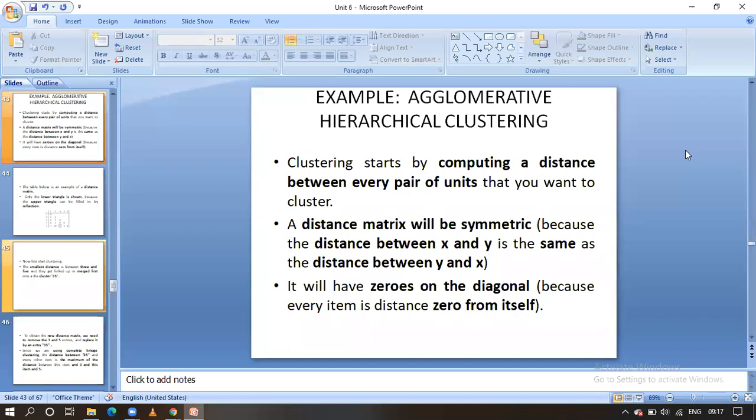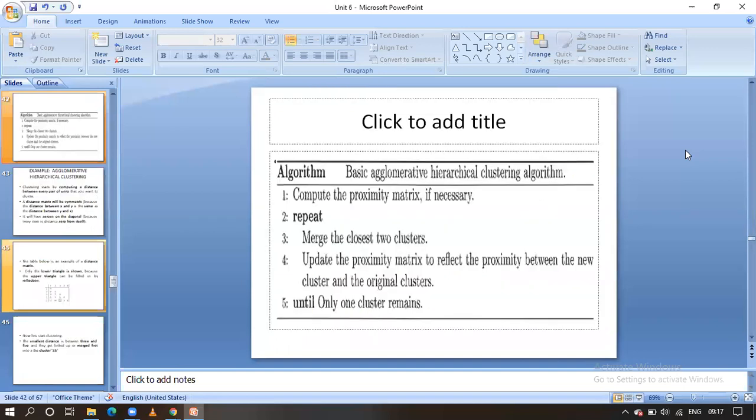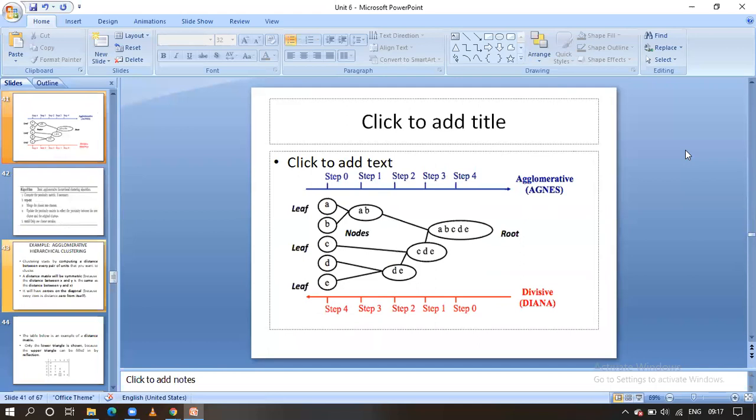Hierarchical clustering is mainly divided into two types, guys. One is agglomerative hierarchical clustering and the other is divisive hierarchical clustering. In agglomerative hierarchical clustering, we start from the leaf nodes. If any two leaf nodes have similar properties, we combine them. Finally, we get one root containing all the objects.